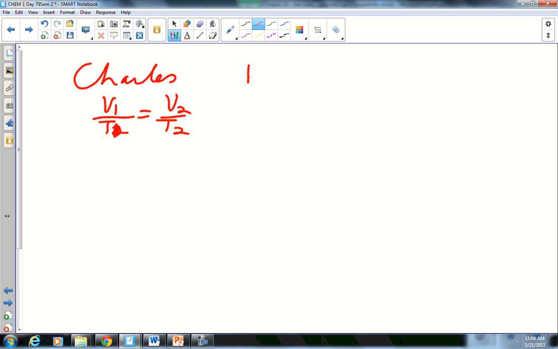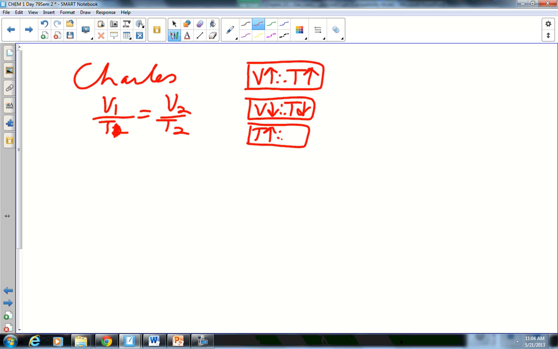If it looks like this, pick any variable. V, okay. So if V goes up, Lily, what will T do? Oh, okay. And if V goes down, T will go down. And if T goes up, V will go up, okay. And if T goes down, yes, Kyle. V will what? What will it do? Go down. Good job.